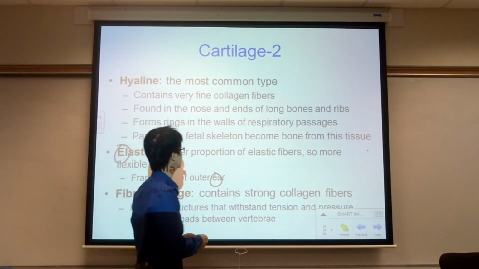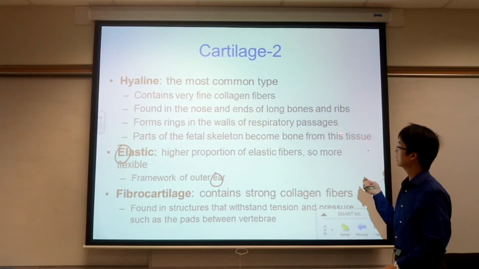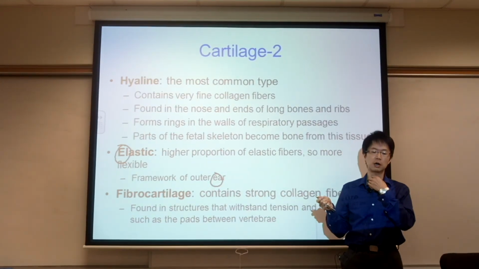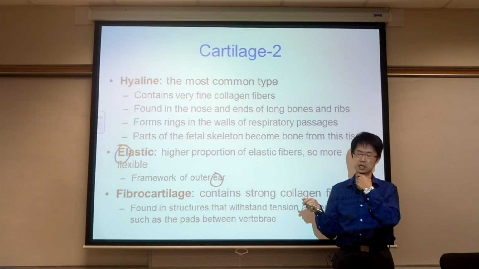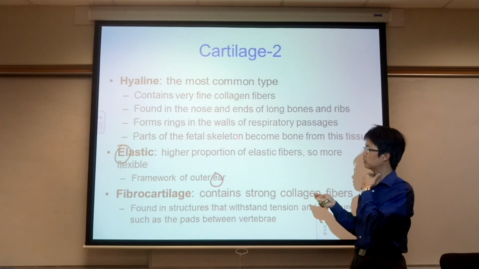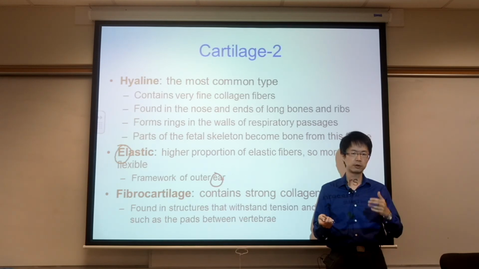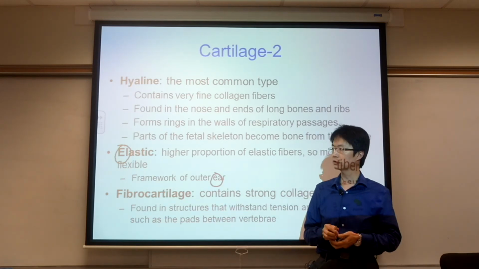And also, the nose is hyaline, the ribs are hyaline, and the respiratory passages, that means here. So if you hit people's neck here, it can cause the trachea to collapse because there are rings of cartilage here. The rings of cartilage here are hyaline, and also the fetal skeleton. Before the baby is born, when they are still a fetus in the uterus, all the bones are hyaline. They have not gone through ossification yet.